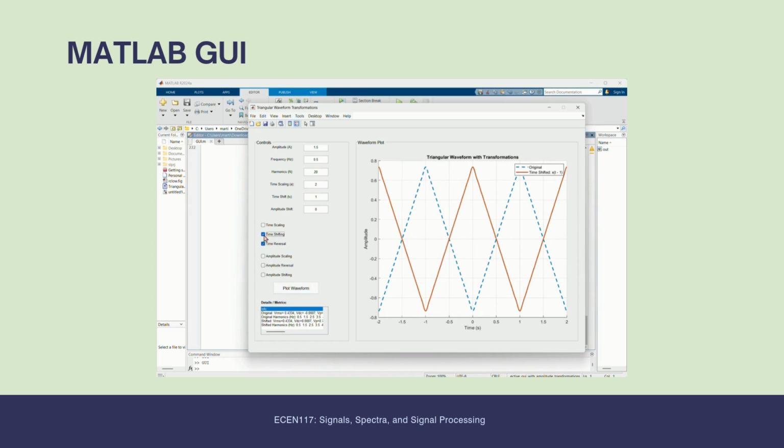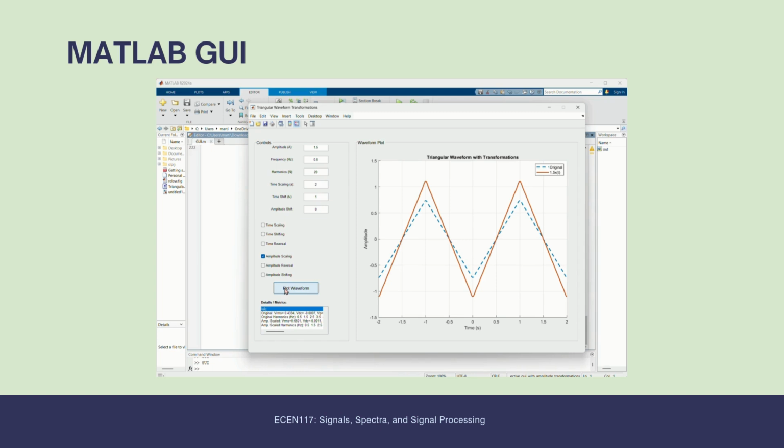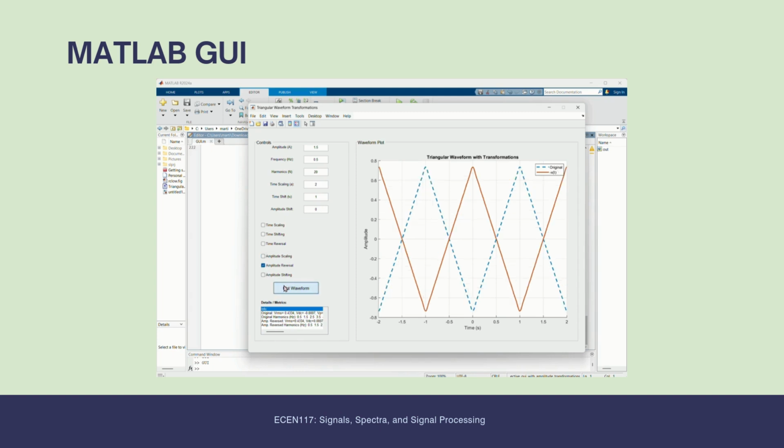Time domain operations, such as time shifting and time scaling, alter the horizontal placement and spacing of the waveform, while amplitude operations affect the vertical scaling and polarity of the signal. Despite these transformations, the fundamental triangular shape of the waveform is preserved.